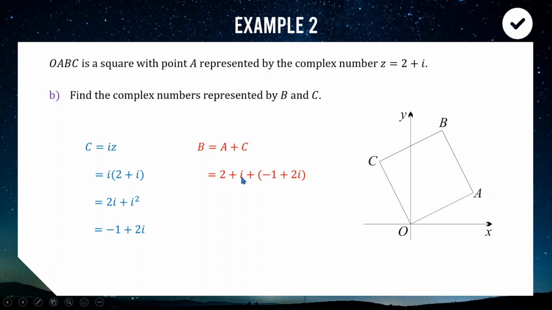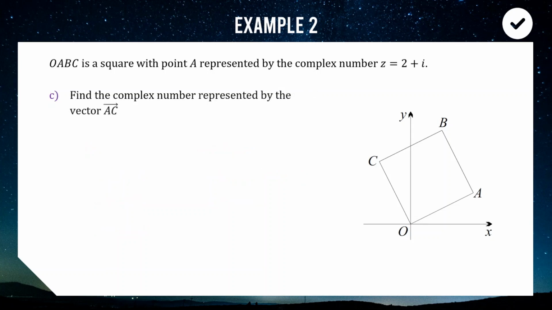So we're going to do 2 plus i for the point A. Got the point C. If we add them together, we get 1 for the real part and we get 3i for the imaginary part. Okay, cool. So the geometry and the algebra are matching up. This is good to know.